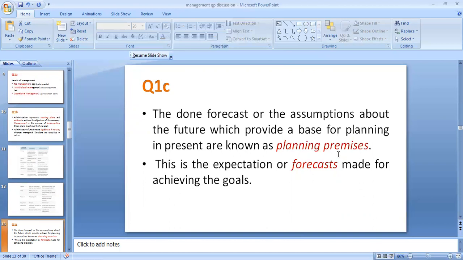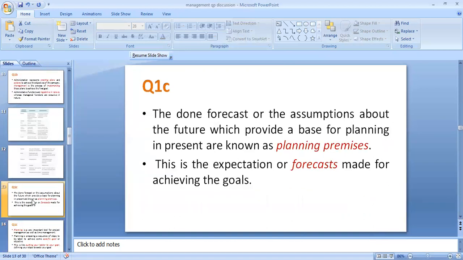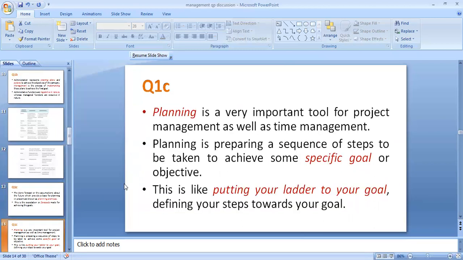Planning is very important for management. So initially planning has to be done, and whatever planning is done should be executed properly. Planning is a very essential tool of project management or any type of time management. Planning is preparing the sequence of steps to complete the action or complete a specific task or a goal. And this is like putting a ladder to your goal.